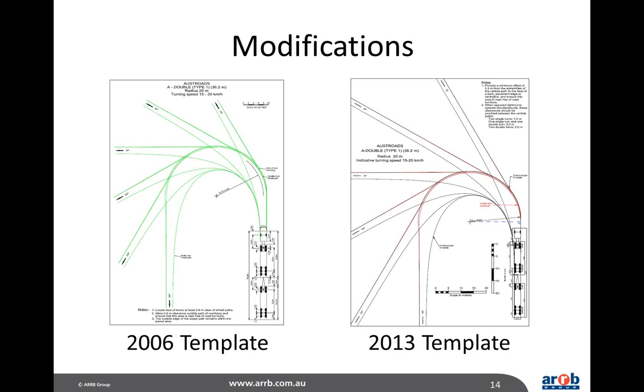So I'll just describe a few of the other modifications that we made to the turning templates and the guides. We modified the notes on the turning templates to be in line with the Austroads guides, particularly the guide to road design. And these comments you can see at the top right of the 2013 template. This has also been done in the user guide document. Each of the PDF templates have been made to a consistent 1 to 250 scale when printed on A3 paper. Well, we hope so, depending on the setup of your printer.